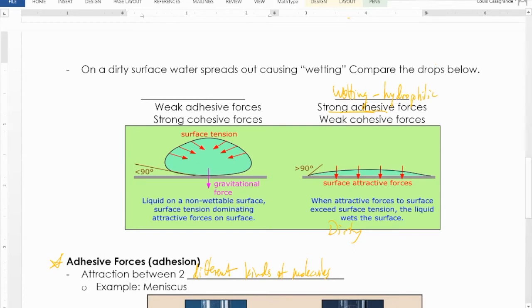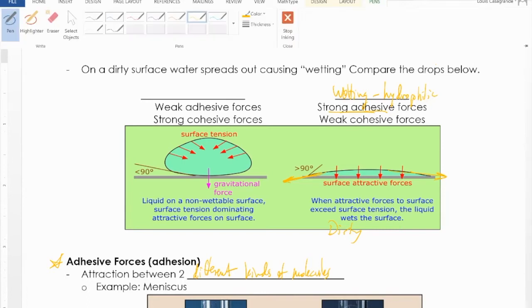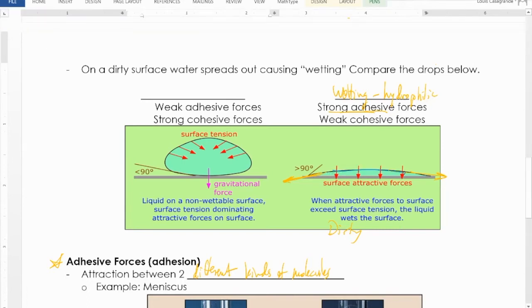And you know the hydrophilic surface because basically the water is spreading out. It's being attracted down to the surface, and so it spreads out. It is being held together. We do still have surface tension in here, so there is still some surface tension holding this together. But the attractive forces to the surface are more important here.